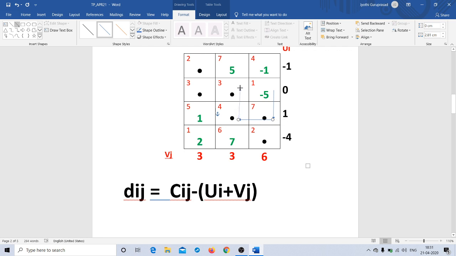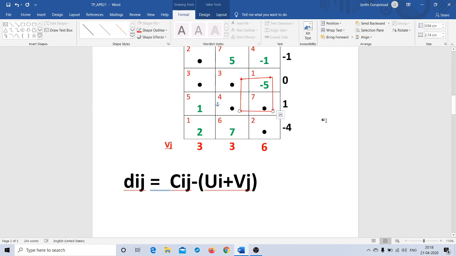Now here I am going to take a right turn because again it is the cell where allocation is made, and then I come back and I stop here. Now this is how my loop actually looks. Once I have a loop, I will mark the corners of the loop with alternate plus and minus.